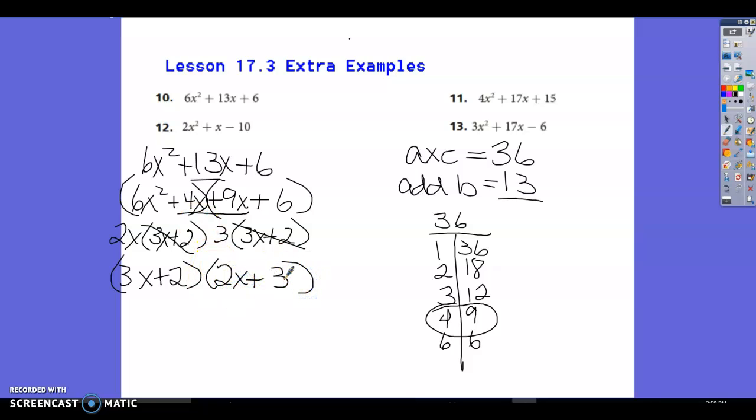All right, and then these are easy to check using distributive property. 3x times 2x, 6x squared. 3x times 3, 9x plus 4x. 9 and 4 give me 13x out of the 2 middle terms. And 2 times 3 give me 6. So I can very quickly check that and make sure that I got it correct.